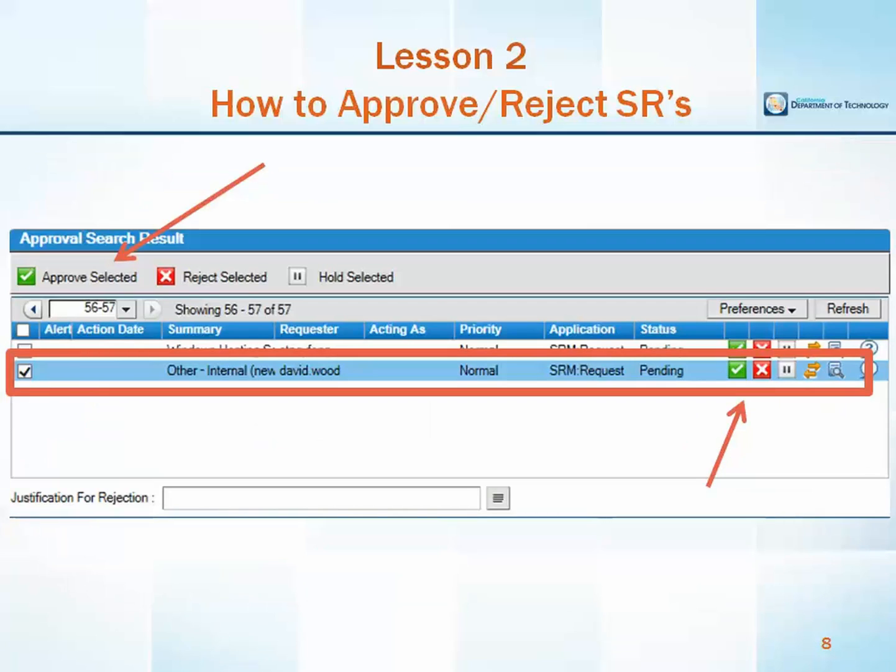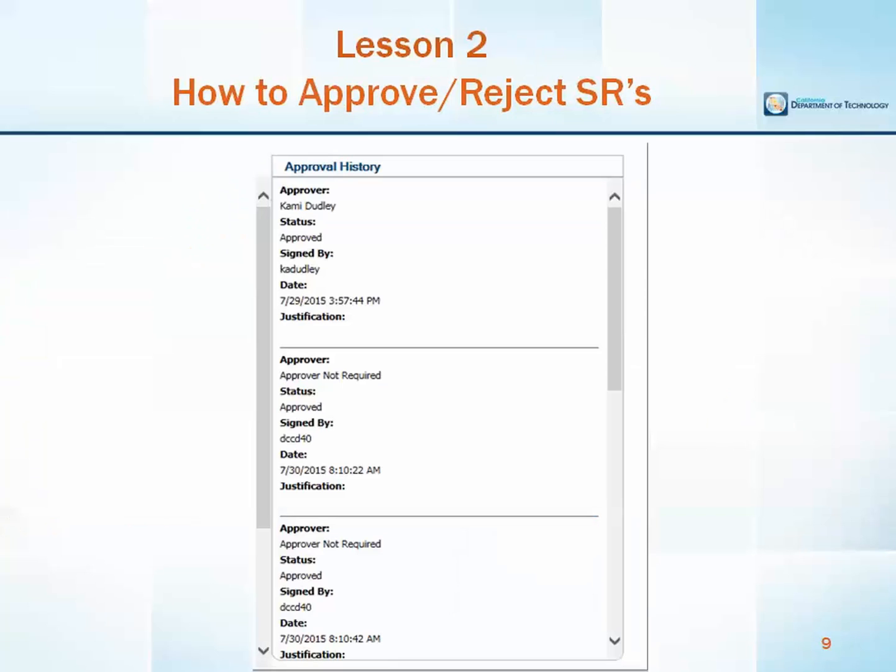To approve a single request, select the request and a check mark will display on the left. Once the request is selected, click the green Approve button displayed on the right or the Approve Selected button at the top. Once approved, the approval history inside of the service request record will display each approver, the status, the approver's signature, and the date and the time of the approval. Once the request is approved by all of the selected approvers, the service request status will change to initiated or in progress.